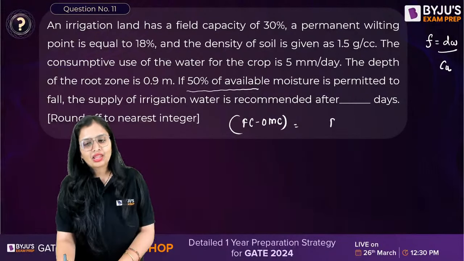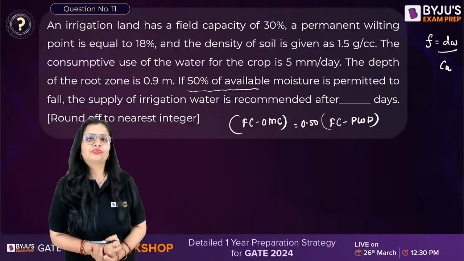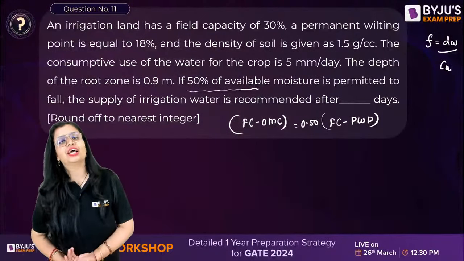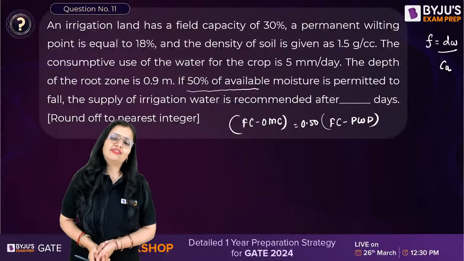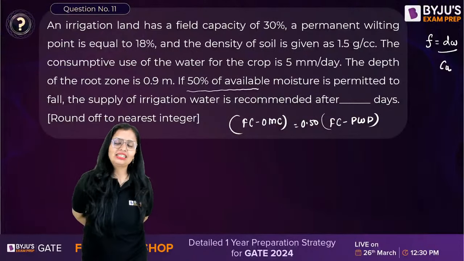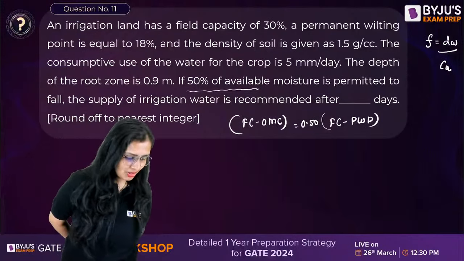This is the available moisture. Out of this, only 50% is permitted to fall, 0.50. Okay, in this question, optimum moisture content is not given directly, but indirectly they have told you that whatever the available moisture is, field capacity minus permanent wilting point, 50% of that is permitted to fall.